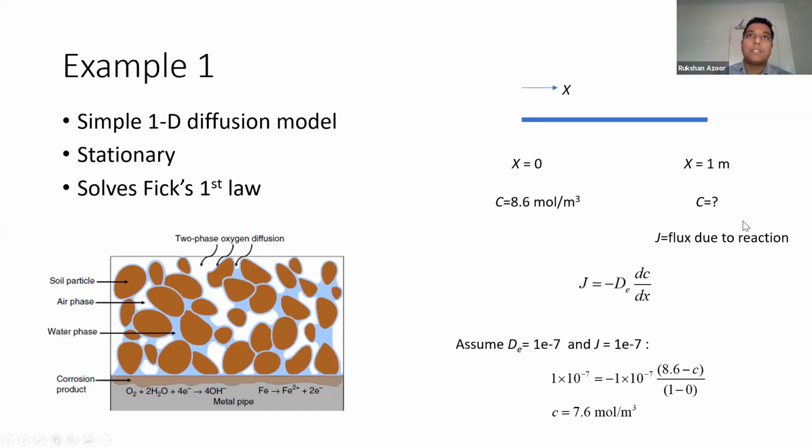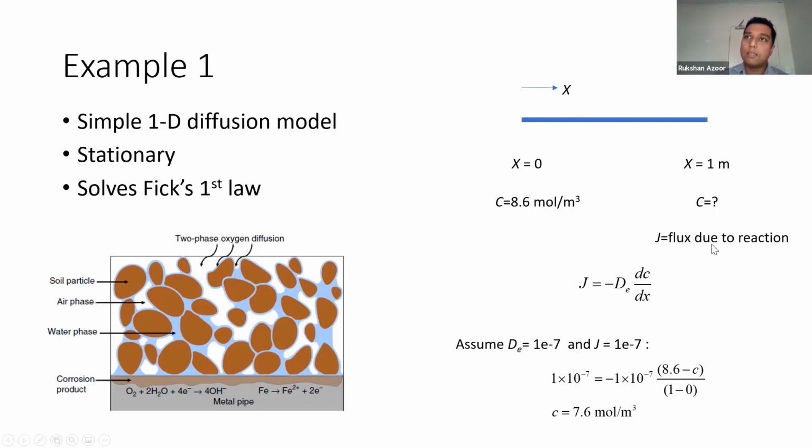Let's look at the boundary condition. If it's open to the atmosphere, there will be a constant concentration of 8.6 moles per cubic meter. How do I get this value? This is a simple calculation. You can look at the mass of oxygen in air, and then you can convert that into moles. So that's the constant value. And at 1 meter, we don't know the concentration. That is what we want to find.